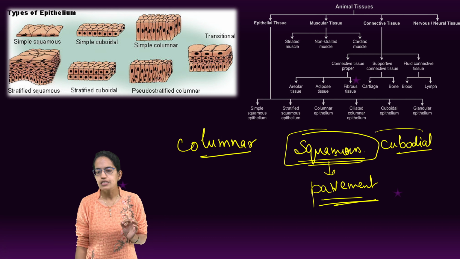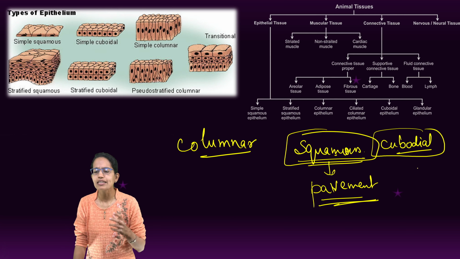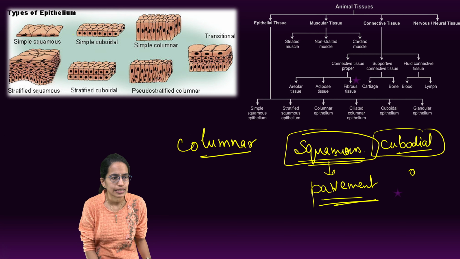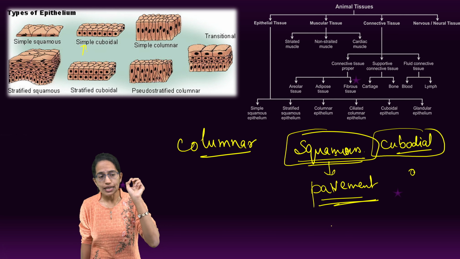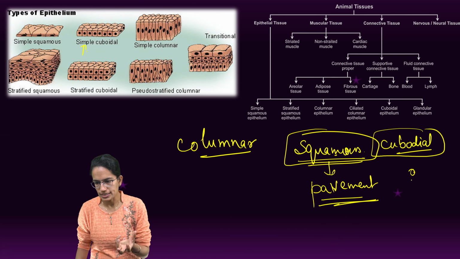Coming next is cuboidal. As the name suggests, cubical structures, or they could be polygonal, hexagonal in nature. Most likely cubical in nature. They have a nucleus which is present in the center. As you can see in the diagram, the nucleus is located in the center of the cubical structure. That's one of the classic characteristics.